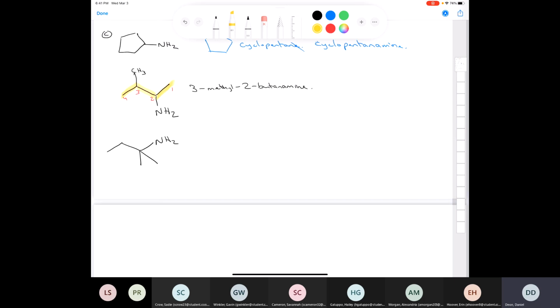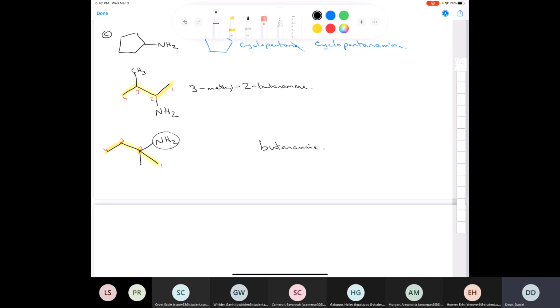Well, the longest carbon chain that contains the carbon with the nitrogen on it has 1, 2, 3, 4 carbons. So this is still a butanamine, right? This is still some kind of butanamine, okay? And it's some kind of 2-butanamine, right? Because our carbon chain goes 1, 2, 3, 4.